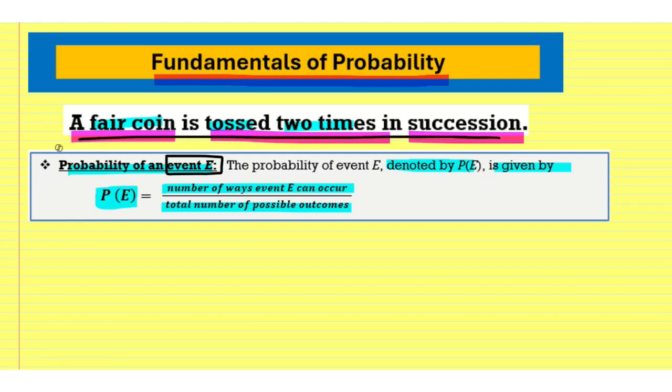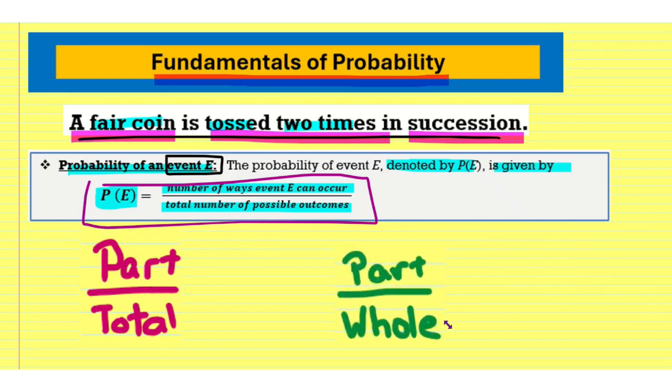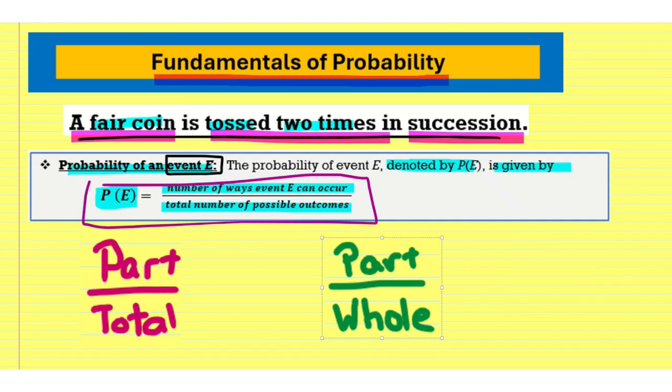More practically speaking, this equation can be thought of pretty consistently in probability as part out of total. So the number of ways an event E can occur out of the total number of possibilities. So the part out of the total, or you could think of the part out of the whole. This is a very general but very pervasive idea in probability. All of your probabilities are going to be based on this kind of ratio.